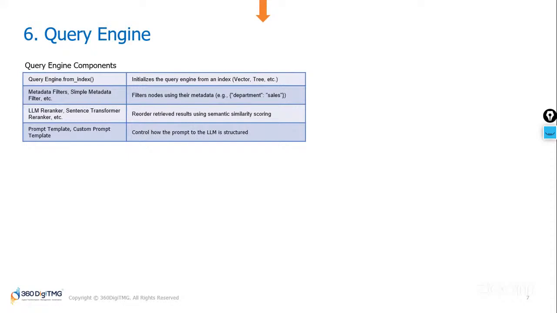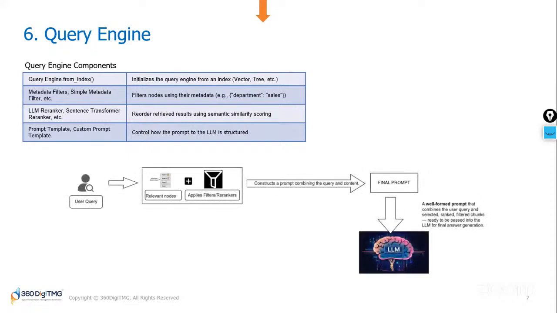So again, what are the query engine components? You have engine from index. Again, these indexes are vector index, tree index, all that. Metadata filters, simple data filters, nodes can be used. LLM re-rankers, sentence transformers can be used. Prompt templates, okay? Different types of prompt templates can be used in order to get the ultimate final prompt to feed to the LLM.